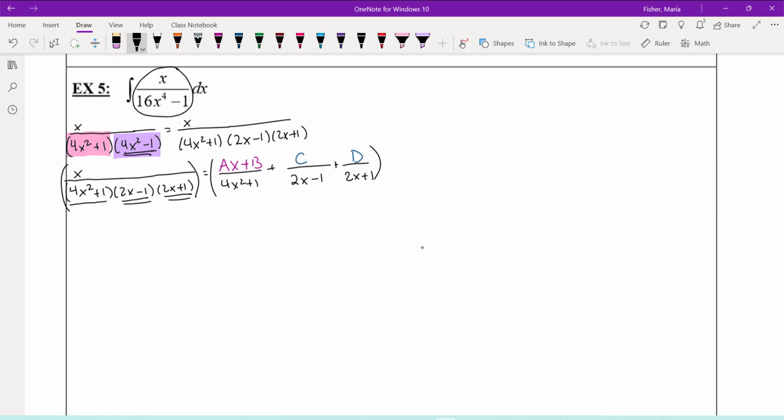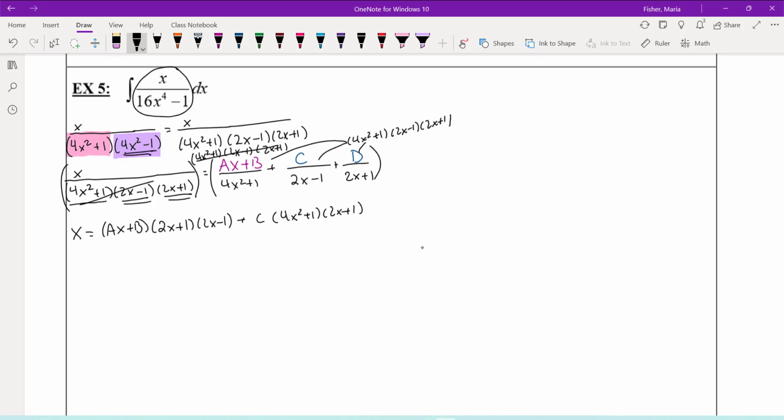So we're going to multiply both sides by 4x squared plus 1 times 2x minus 1 times 2x plus 1. Over here on the left, everything will cancel and you're just left with x. On the right, when you distribute, you would have ax plus b times 2x plus 1 times 2x minus 1. Then you would have c times 4x squared plus 1 times 2x plus 1. And then you'd have plus d times 4x squared plus 1 times 2x minus 1.